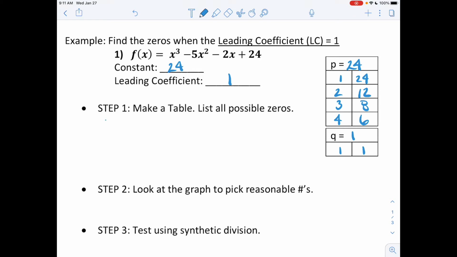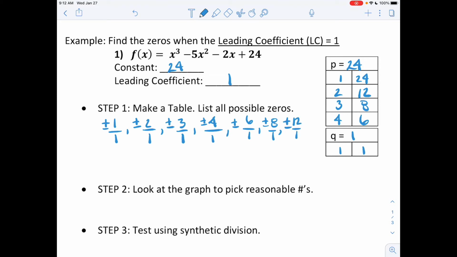My first p value is 1, and I'm going to say positive or negative 1, and then I'm going to divide by q of 1. And then next, 2 over 1, and then 3 divided by 1. Next, I'll have 4 divided by 1, and that gets me down this first column, but now I need to go up the other direction and keep going. So positive or negative 6 over 1, positive or negative 8 over 1, plus or minus 12 over 1, and plus or minus 24 over 1. So those are all of my possible zeros.